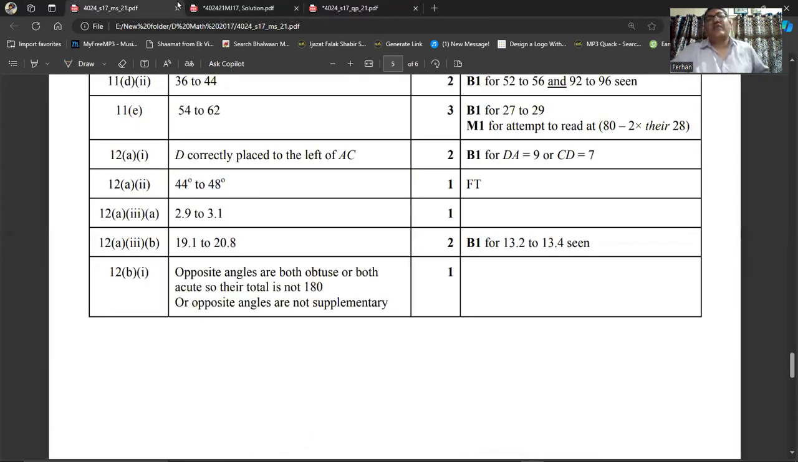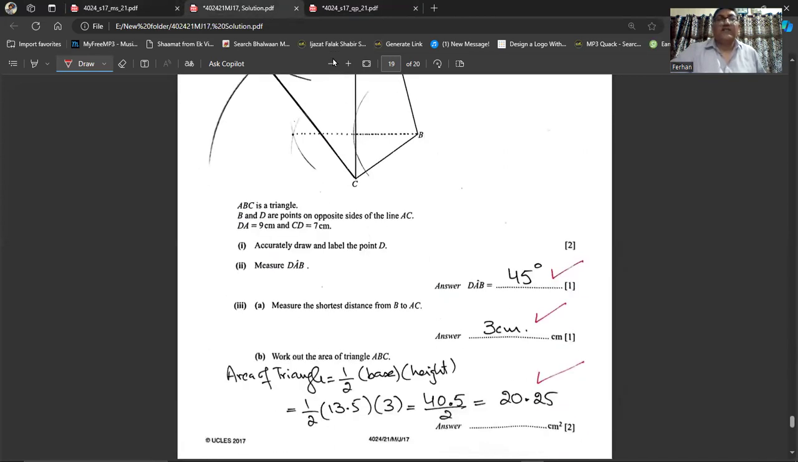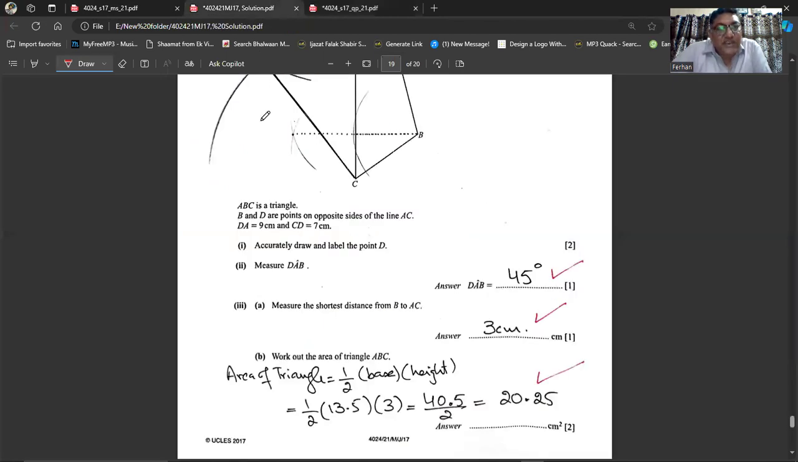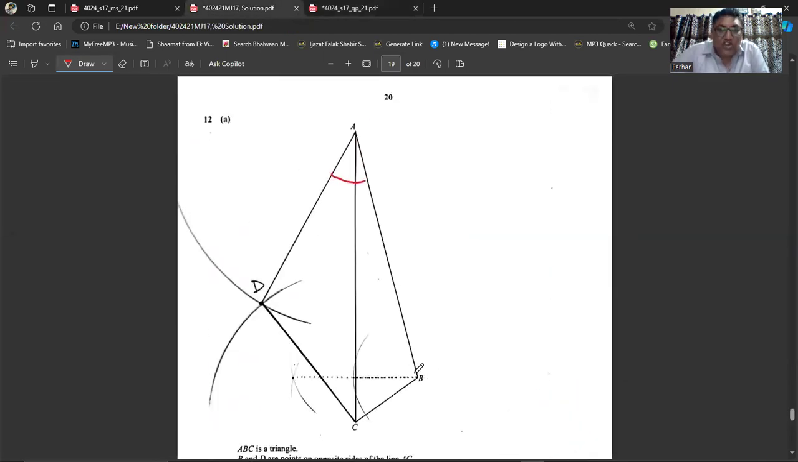They say it's from 44 to 48. I have measured this angle, that is 45 degrees. Okay. Measure the shortest distance from B to AC. It's a little tricky thing. From B to AC. The shortest distance is the line coming from B, which is perpendicular to AC. How do you draw a perpendicular from B onto the line AC?